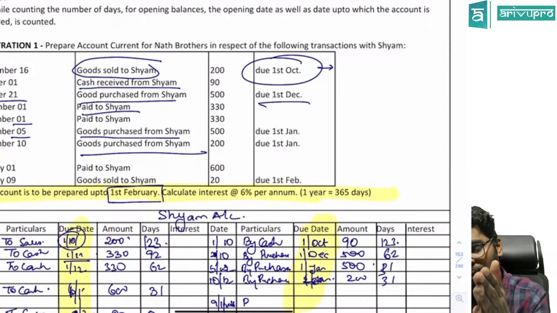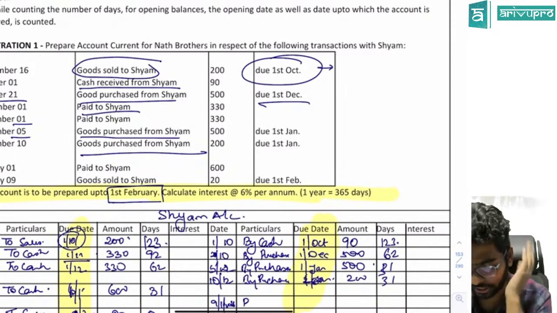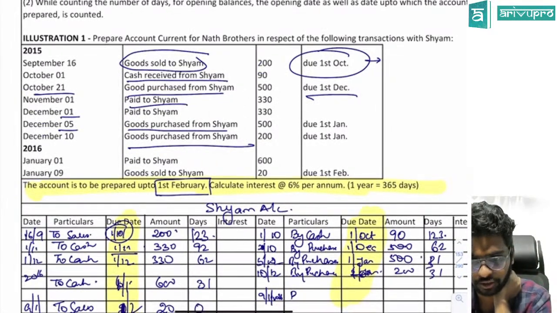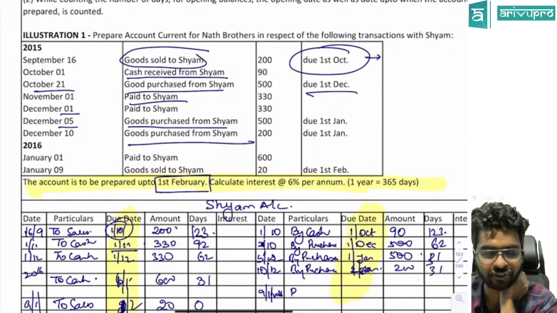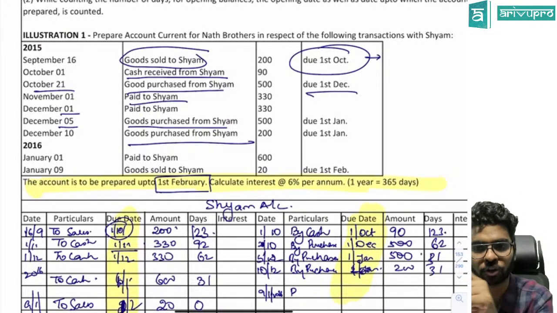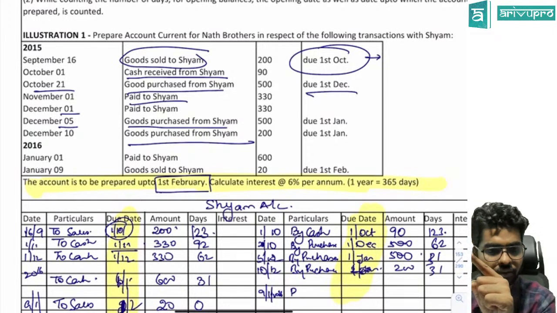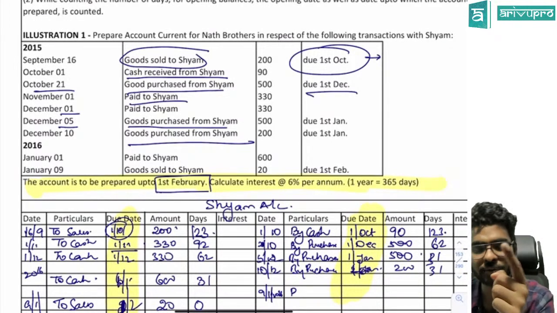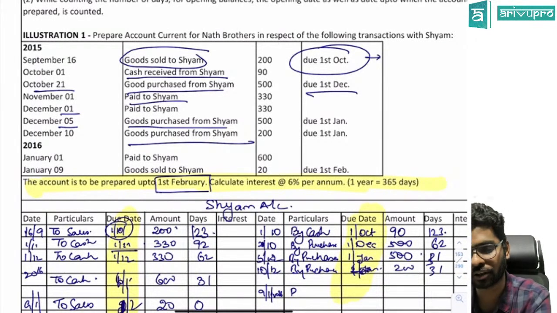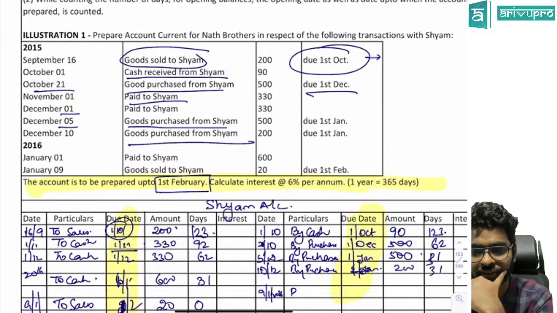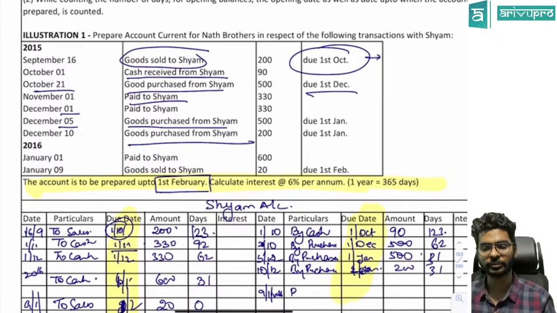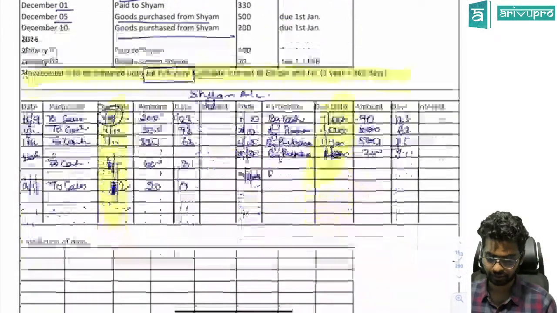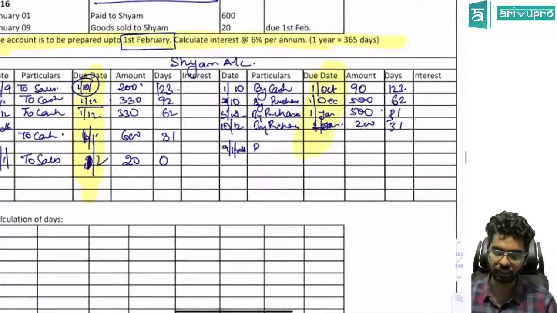If you are including 1st October, then you can only include one. Either include 1st October or include 1st Feb. You can't include both the dates, because if it's the ending of a particular day, then it will be the beginning of the next day. So either include 1st October or include 1st Feb. Don't include both. Are you clear? So done with the number of days.